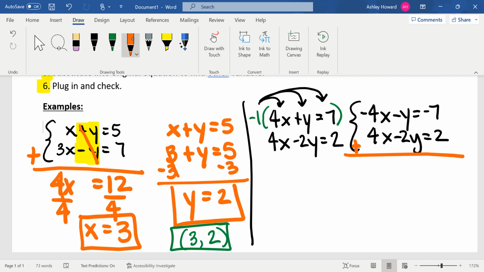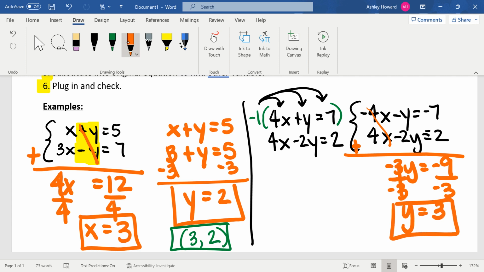-4 and positive 4 are opposite, so our x terms cancel. -y minus 2y gives me -3y. And 7 plus 2 gives me, oh no, you know what, that's supposed to be a -2. Sorry about that. 7 plus -2 gives me -9. Then we're just going to divide by -3 on both sides and get our y value.